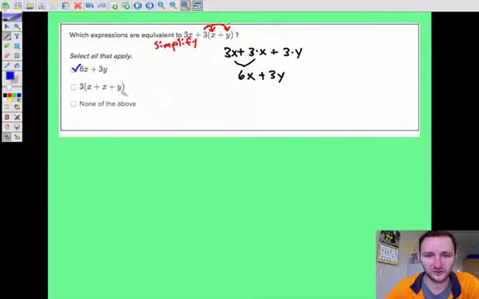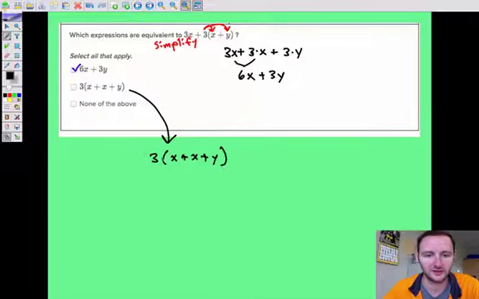Then we're not sure about this one. So I'm going to bring this down here, and we're going to simplify that. So that's 3x plus x plus y. And here I can do distributive property. I just this time have 3 terms. So that gives me first arrow 3 times x, second arrow 3 times x, third arrow 3 times y.